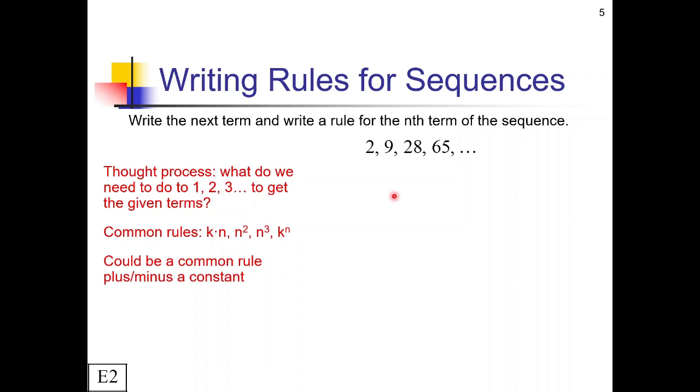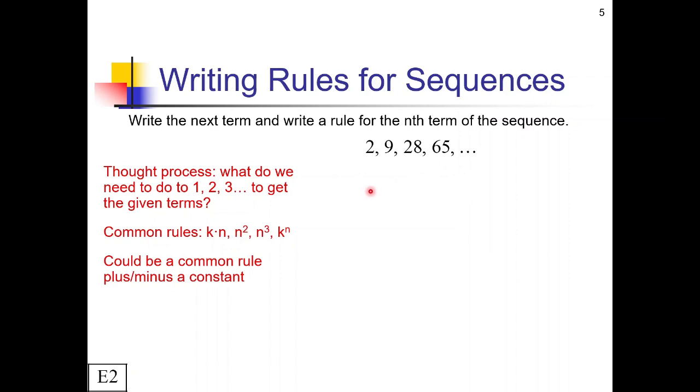So that's kind of the thought process we have to go through to get this. So pause the video, see if you can figure out what the pattern is here, what the fifth term should be, and then write a rule in terms of n for what any term of this should be.